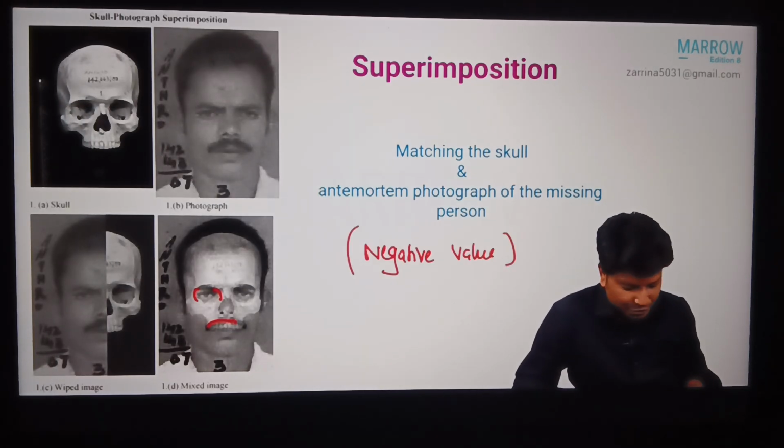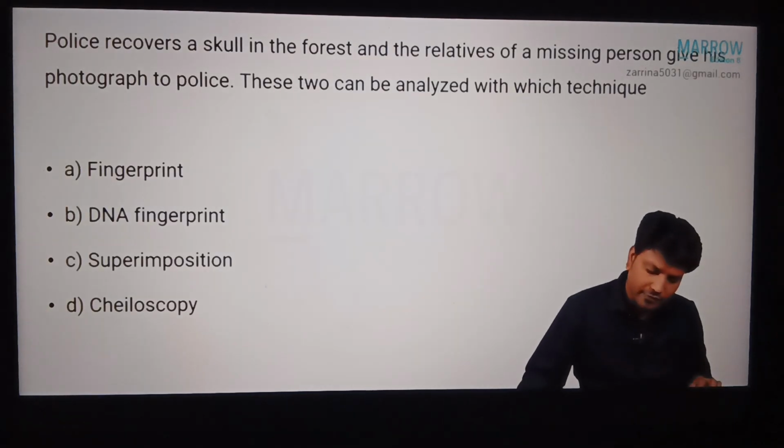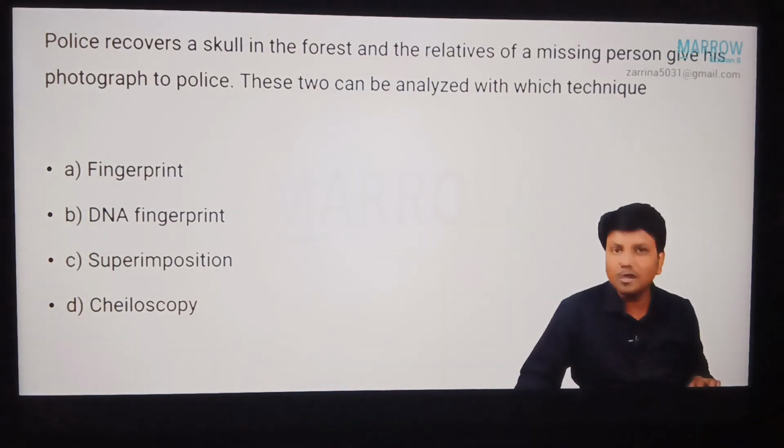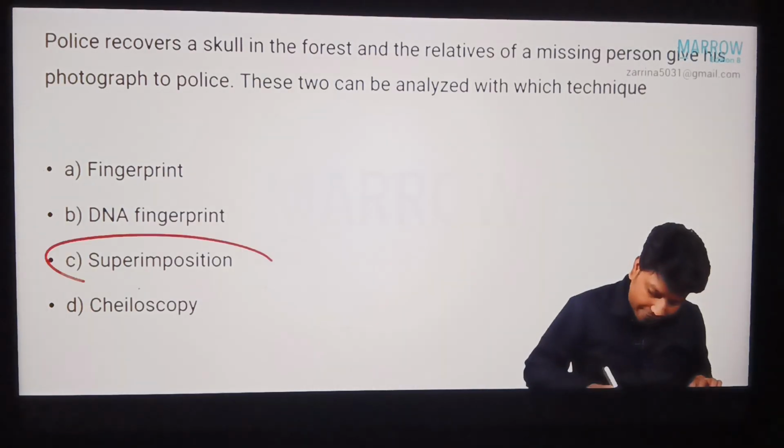Right, so this is called superimposition. Remember, this is so important. The police recovered a skull from the forest. The relatives of a missing person give his photograph to compare with the skull. Which of the following methods can be used? It is easy to find out: superimposition. Right, so easy to find out.